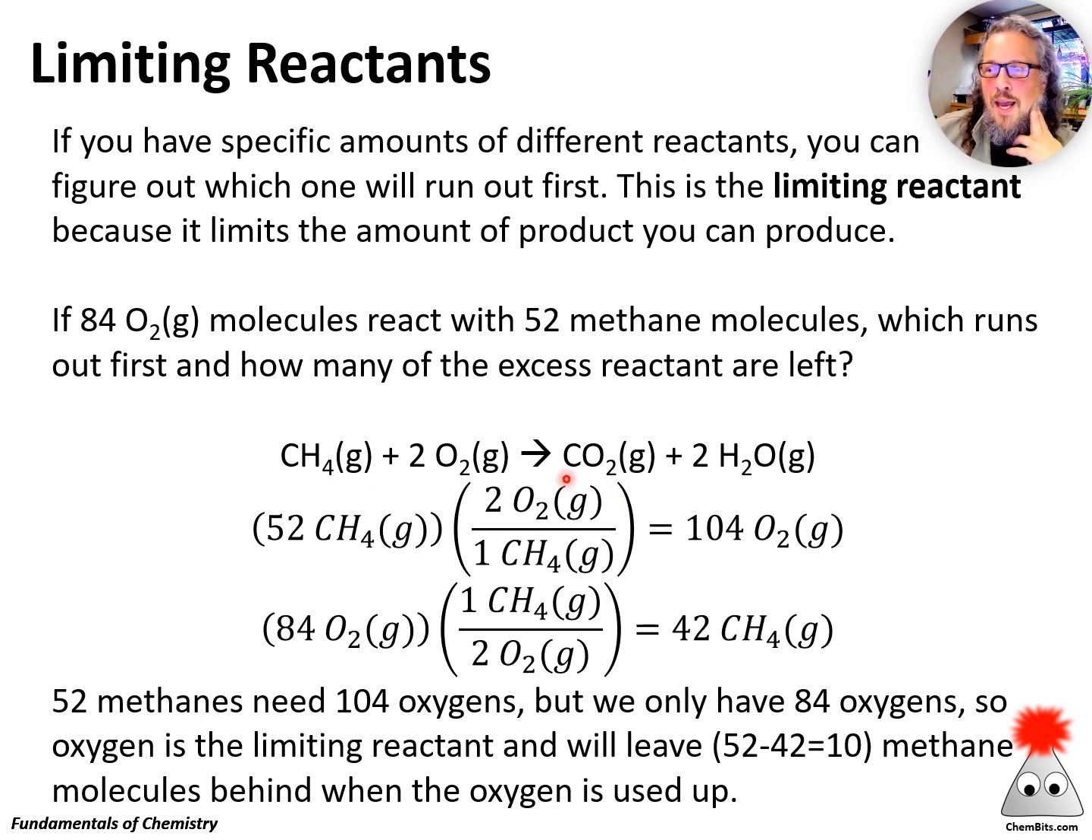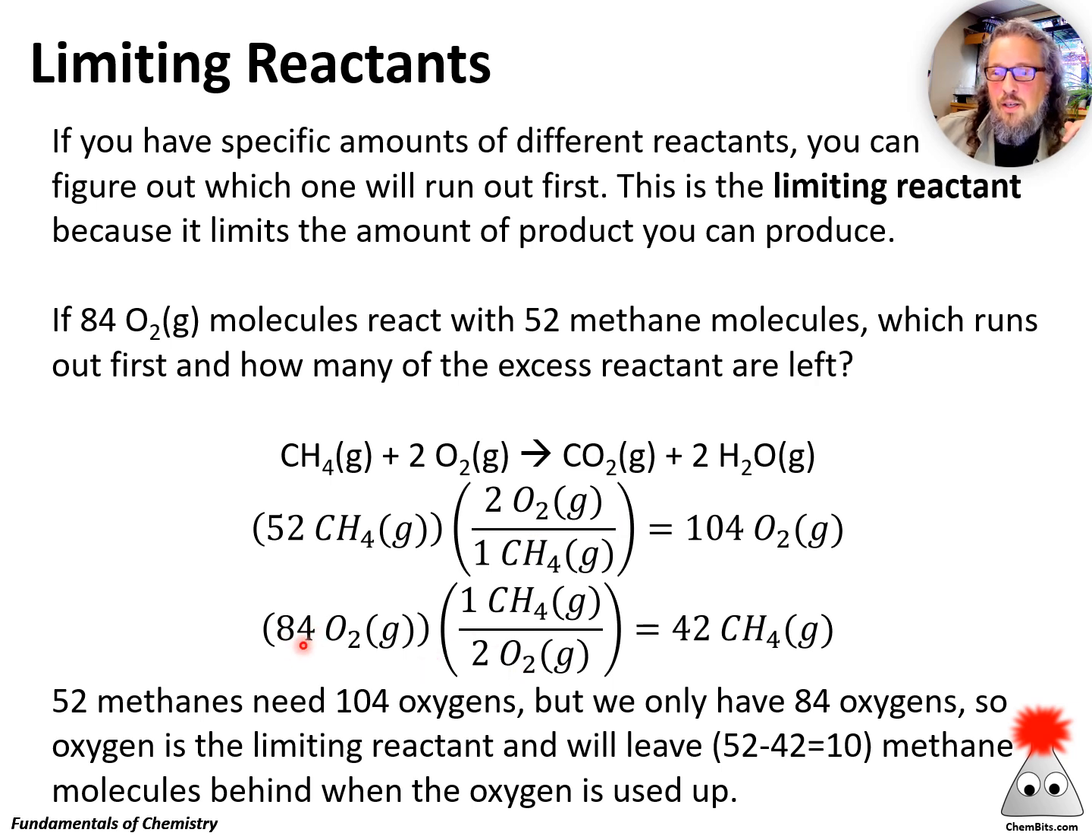So again, same chemical equation. Let's take a look at our 52 methane molecules. How many oxygens do I need to react with 52 methane molecules? I can set up that ratio, and I see that for 52 methane molecules, I would need 104 oxygen molecules. But I don't have 104 oxygen molecules, I've only got 84. So that tells me that the oxygen in this case is my limiting reactant. It's going to limit the amount of product I can form.